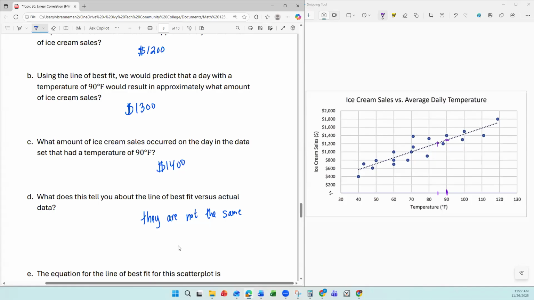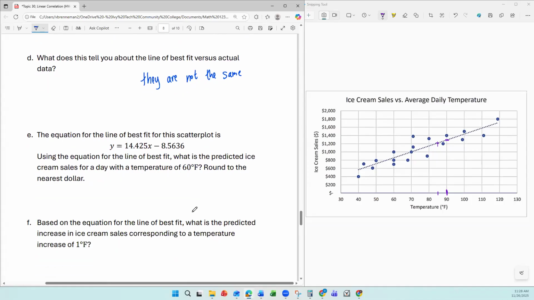It predicts what might have happened or what could happen in the future. So if there was another day that it got to 90 degrees, you might look at that line and say, well, the last time it was 90 degrees, yeah, they sold 1,400, but according to the trend, that was probably high. More likely it's going to be around 1,300. Could be a little higher, could be a little lower. But it's not necessarily going to be exactly the same as the previous day with that temperature.